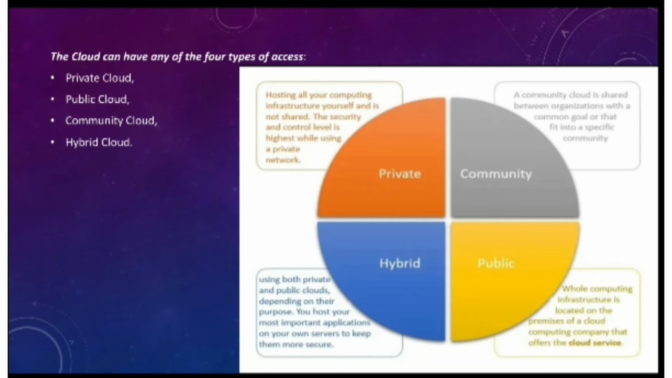There are mainly four types of cloud: private cloud, public cloud, community cloud, hybrid cloud. So first, what is private cloud? As the name itself tells, it's a cloud that is used for private purpose. Private cloud is mainly used by individuals or organizations so that they can get dedicated infrastructure and they don't have to share it with other individuals or organizations.